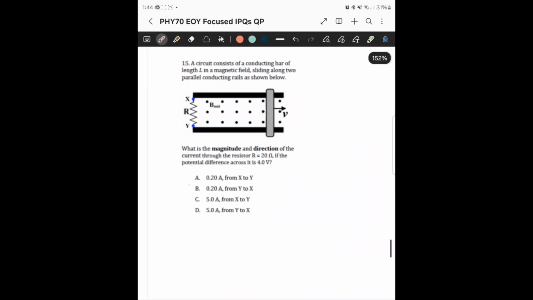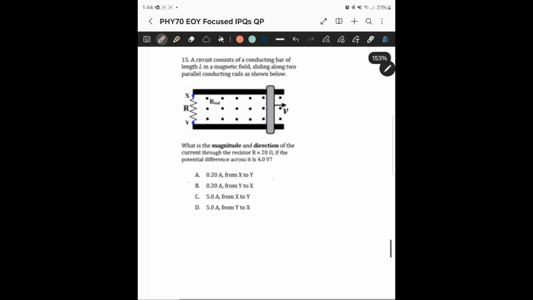We now need to find the magnitude and direction of a current passing through this resistor. Okay, so first things first, how are we going to solve this? What is the formula we're going to use for this? We have V and I. So, well, current, that's easy. That's just V over R. 4 over 20. 4 over 20 is 0.2.